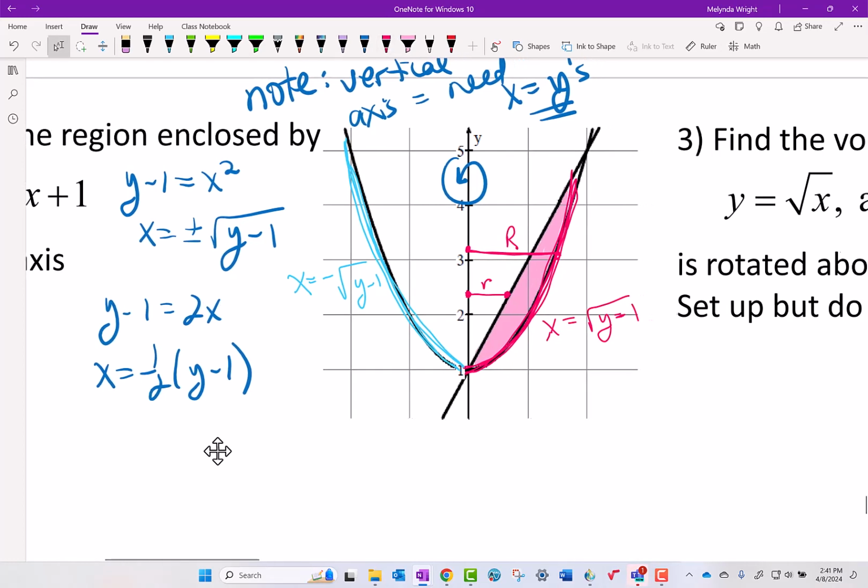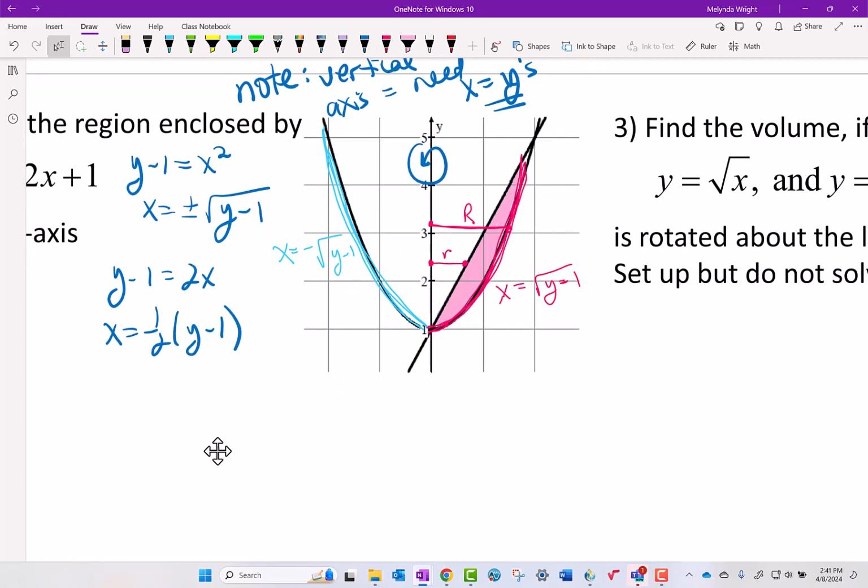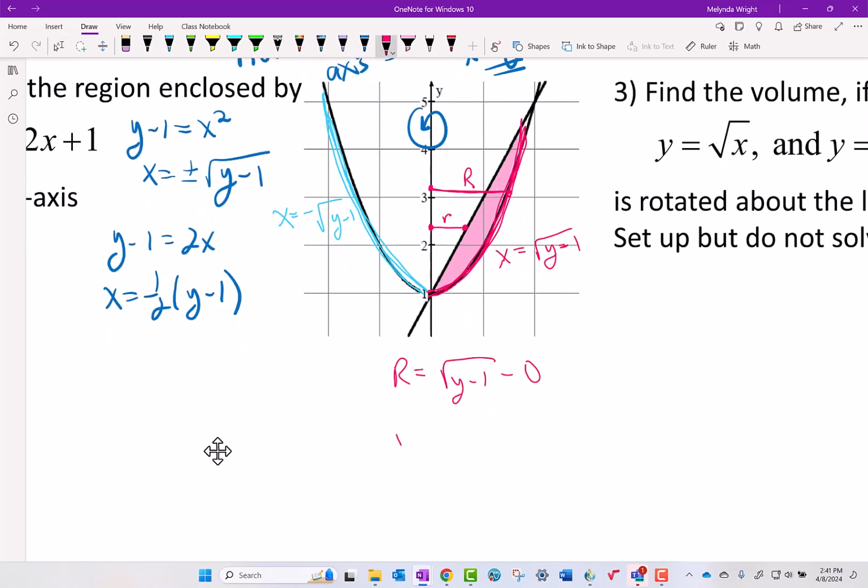All right, so let's write equations for that. Big R, we're going to go big minus little. Big is the square root of y minus 1, and little is 0. Okay, little r is the line, so that's 1/2 y minus 1, minus 0. That's big R and little r. Is everybody okay with that?